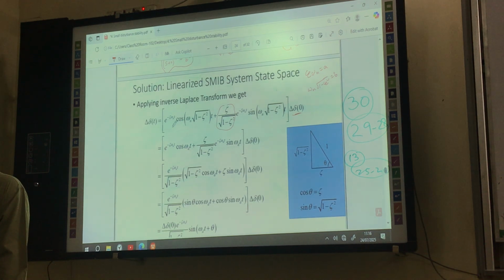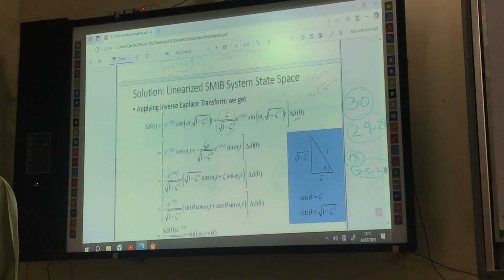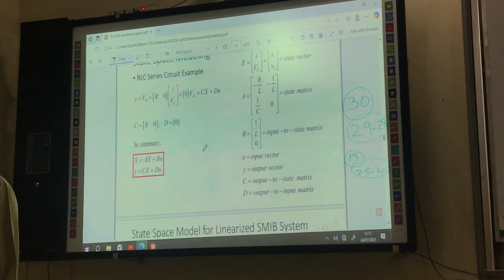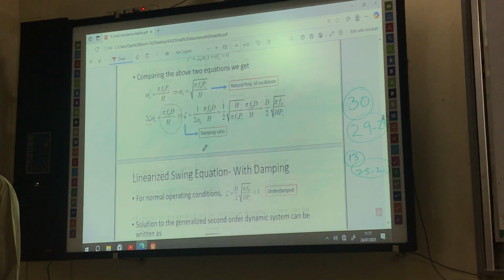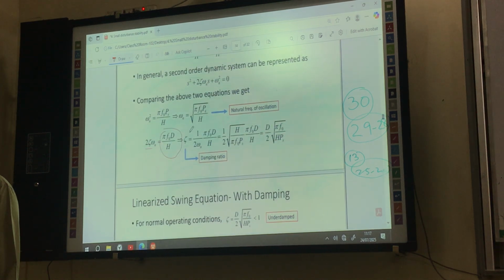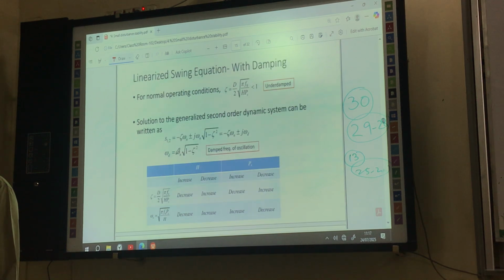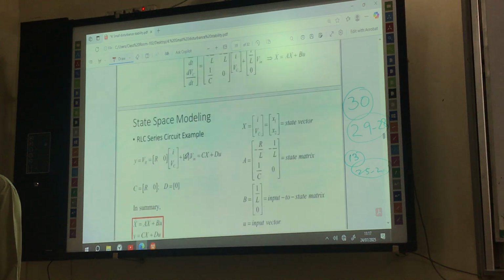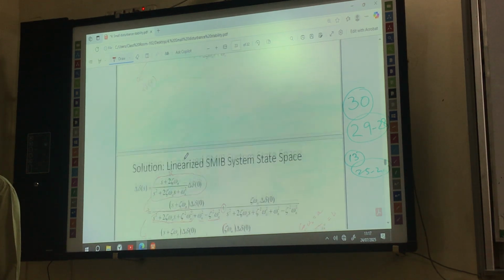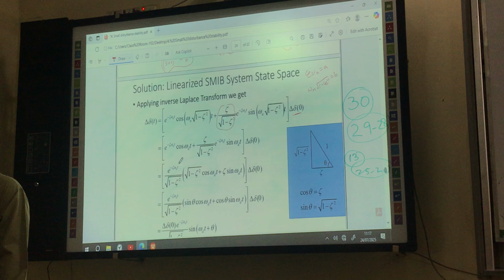Now this is nothing but your omega d. Can you recall what is your omega d? Damped frequency of oscillation. Omega n is the natural frequency of oscillation. What is the relationship between these two? Omega d is equal to omega n root over 1 minus zeta square. That's why if you replace this term with omega d, this is cos omega dt, this is sin omega dt.